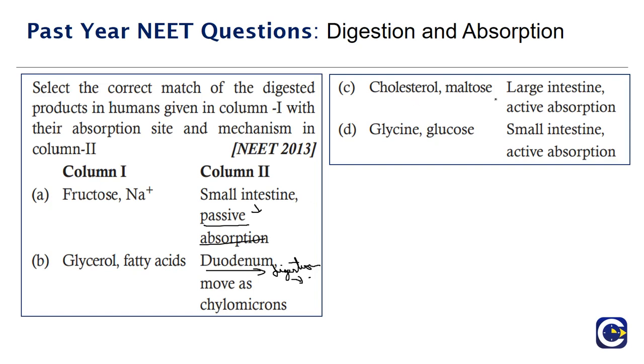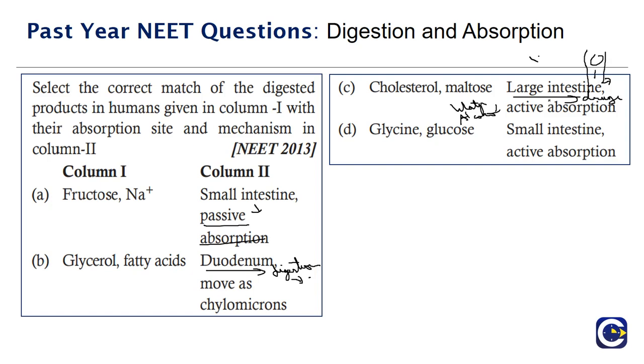Cholesterol and maltose, large intestine, active absorption. No, mostly in the large intestine, water, alcohol, some drugs, such things are taken up, and the large intestine mostly functions to stiffen the stool, that is, to harden the stool. It absorbs the water out of the stool and makes it hard.